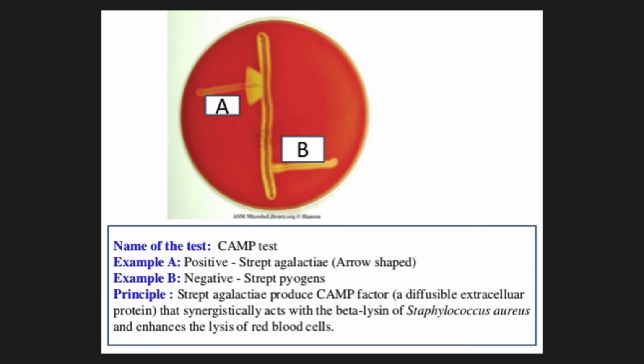However, B is not an organism that exhibits this CAMP factor. Okay, so that's why it's negative, and that's why A is positive.